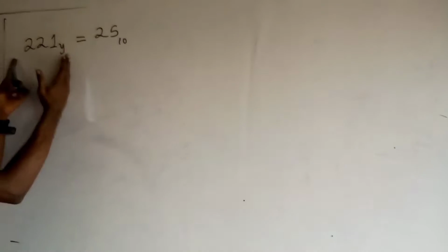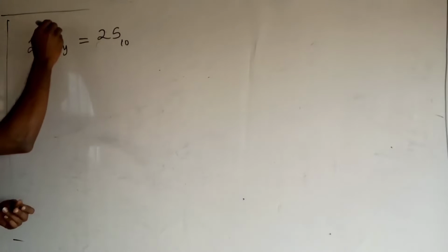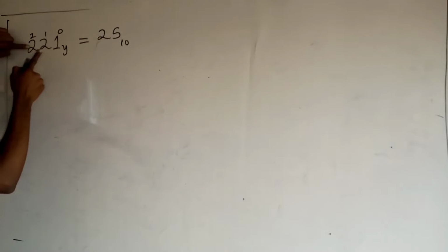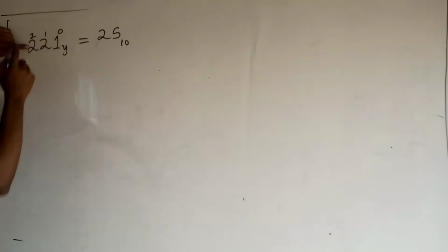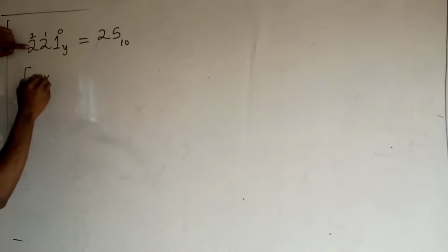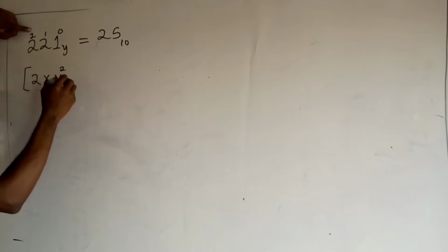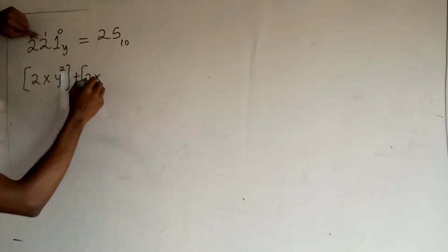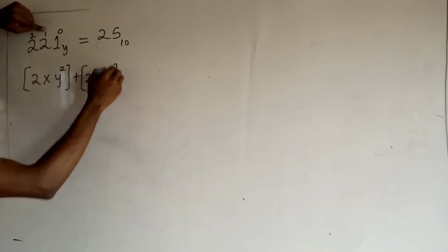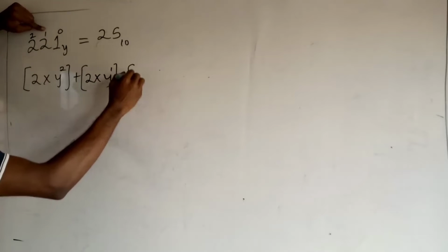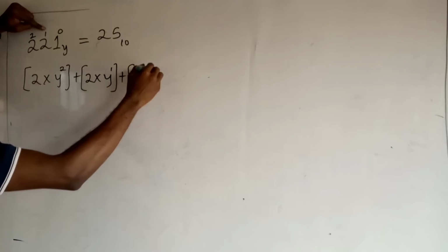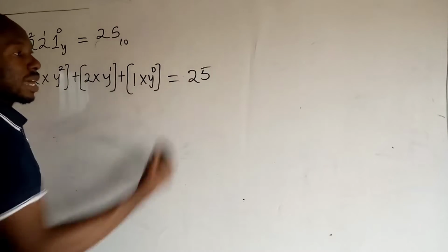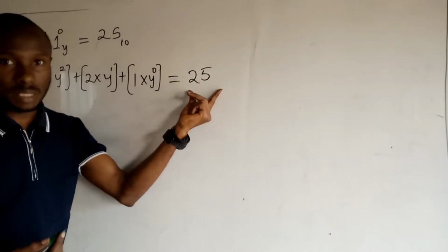So how do we convert this guy to base 10? I'm going to put up a 0, 1 and 2 right here. So I will say 2 multiply y to the second power. So I have 2 times y to the second power. Then plus I have 2 times y to the first power. And lastly, I have 1 times y to the 0th power. Then all equal to 25 because this guy is already in base 10.